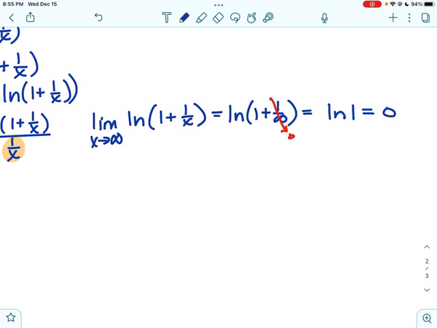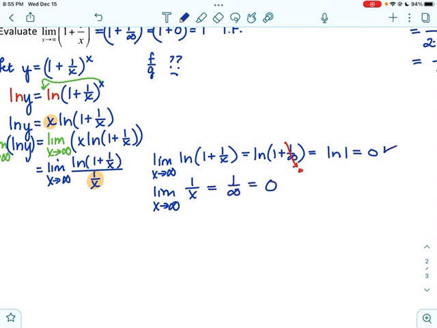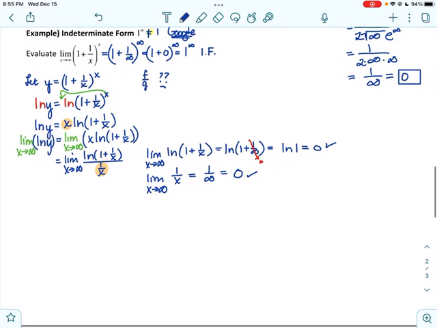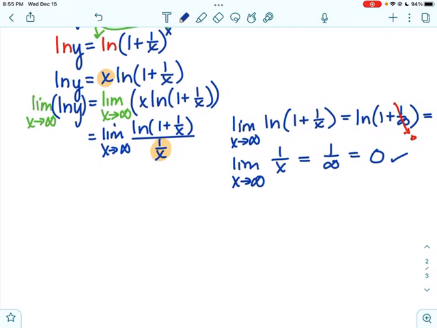Okay, so now we know the numerator, the limit is 0, and we have the limit as x approaches infinity in the denominator, 1 over x. So we know that's 1 over infinity, which is also equal to 0. So we have the limit of the numerator and the denominator are both 0. So now we can apply L'Hopital's rule. Scrunch this down just a little bit.